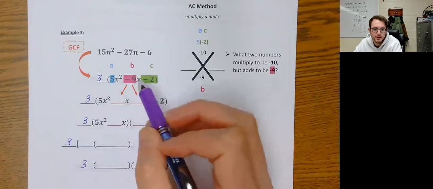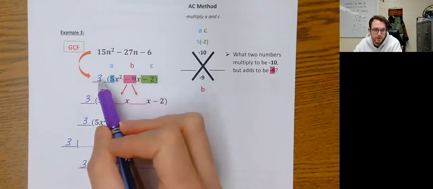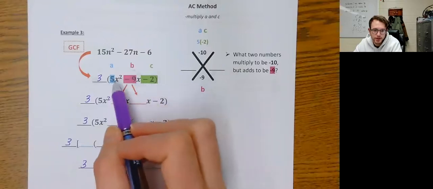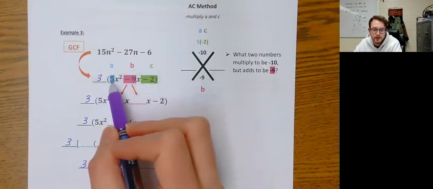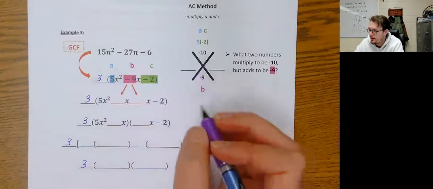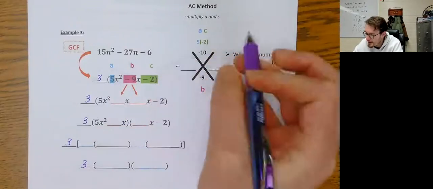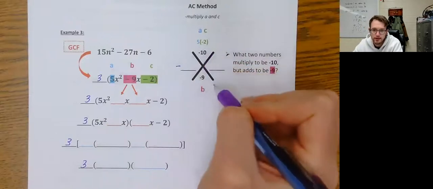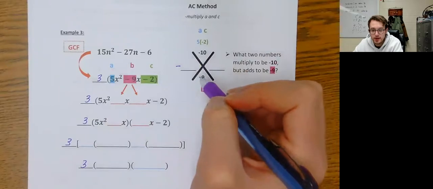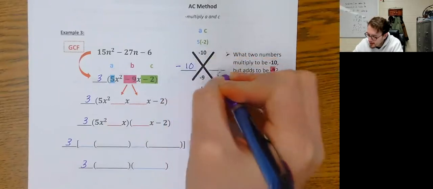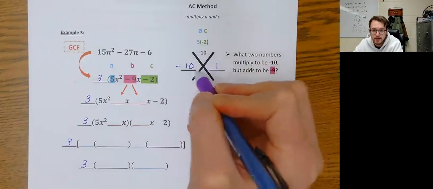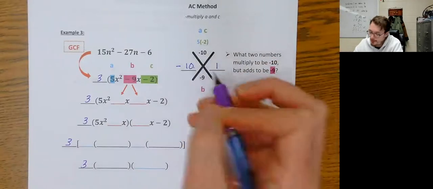Now that we factored out the GCF, which was 3, we have a quadratic which still has an a value greater than 1. So we're going to use the AC method. 5 times negative 2 is negative 10. One number is going to be negative because that's a negative product. Because I want it to be negative 9, I'm going to say negative 10 and positive 1. Negative 10 times 1 is negative 10, and negative 10 plus 1 is negative 9.